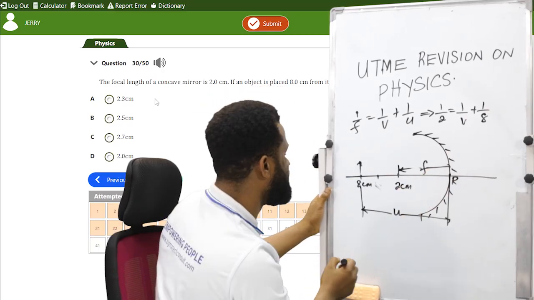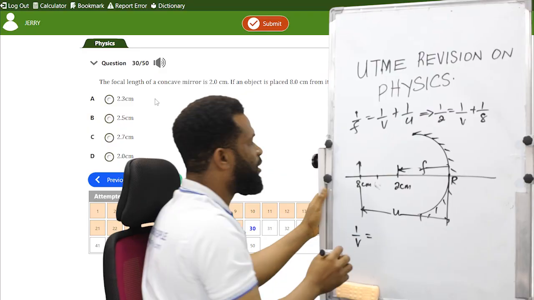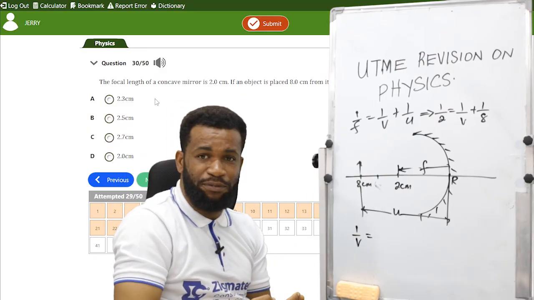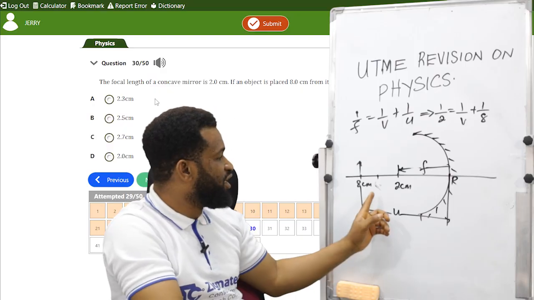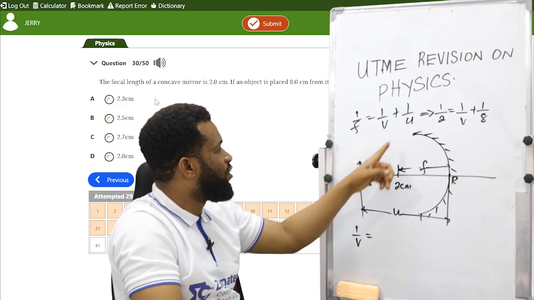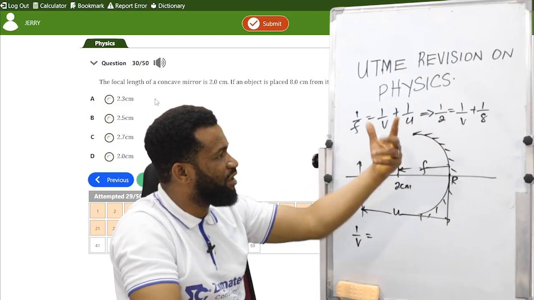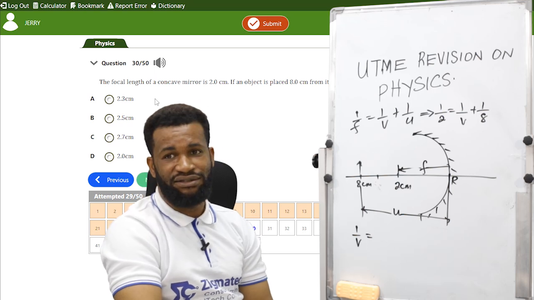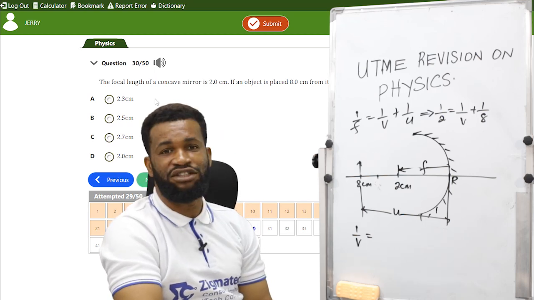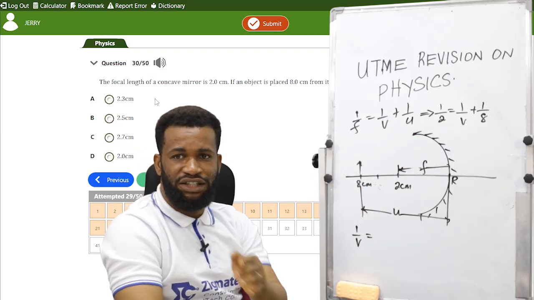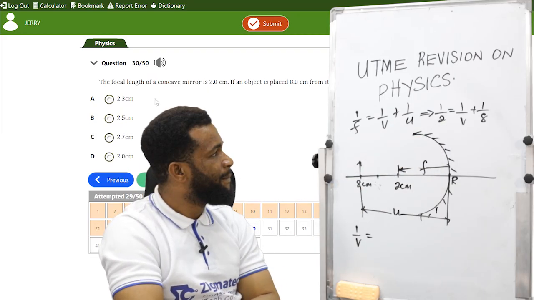Now, which sign convention am I going to use? Real is positive. The image formed is going to be real, and the object is also real, so I'm going to use real is positive. I'm not using new Cartesian. That is why my values are positive, and even the options are positive.